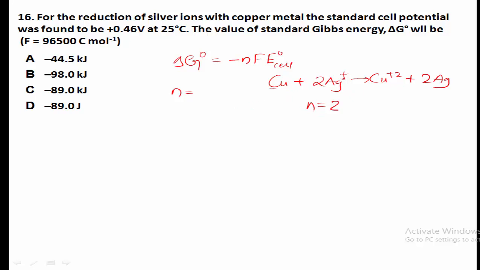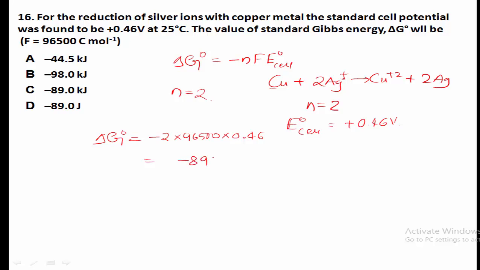Now E naught cell, how much is it? E naught cell is equal to plus 0.46 volt. Therefore N is equal to 2 and E naught cell is equal to plus 0.46 volt. So delta G naught is equal to how much? Minus 2 into 96,500 into E naught cell, 0.46. So how much will you get? You will get minus 89 kilojoule. That is delta G naught. Option C is the right one.